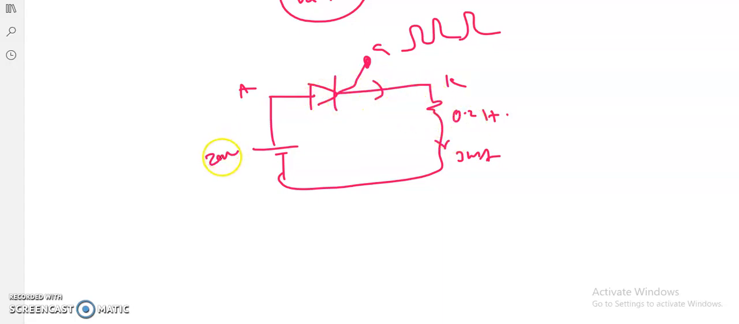So it is a circuit with a 200 volts battery and an SCR, and the SCR is connected to an inductor of 0.2 henry, and the latching current of 3 milliamperes is flowing, and now the gate pulse is connected to the SCR gate terminal. Now, what is the duration of this pulse width required to maintain the SCR in the on state? That is what we have to find out.